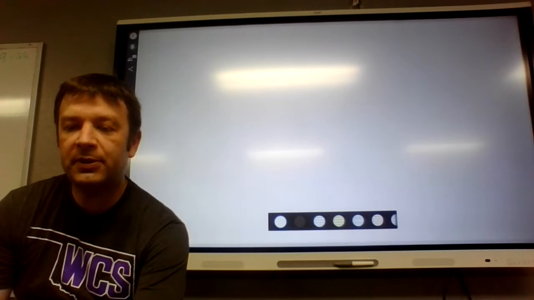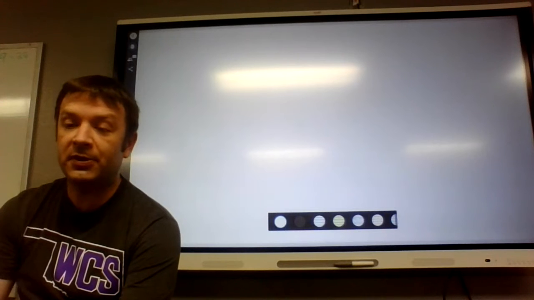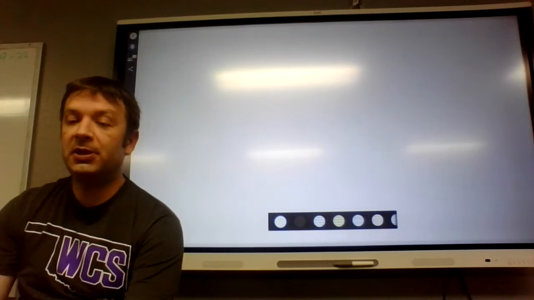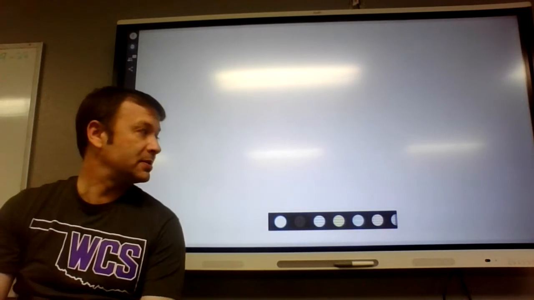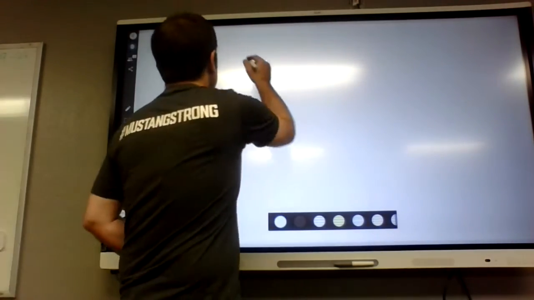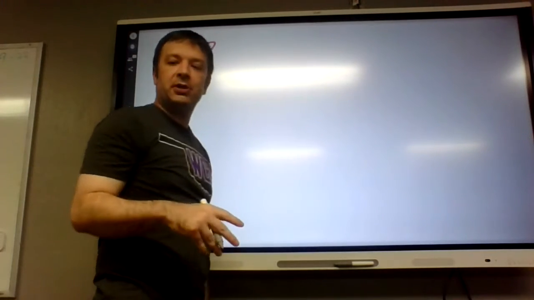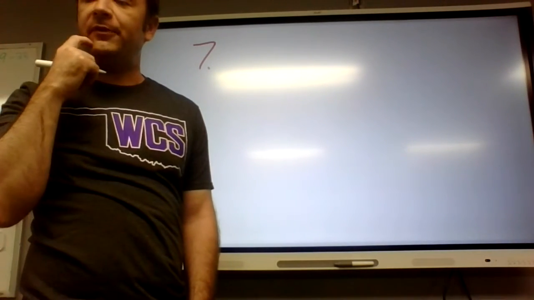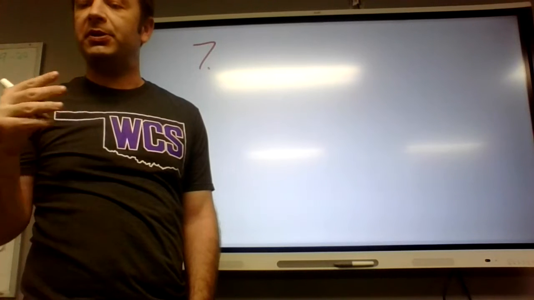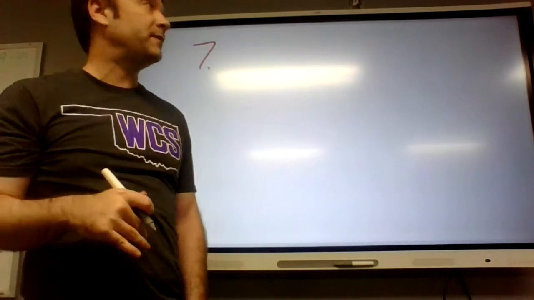Number 7. On 7, we kind of did this at the beginning of this chapter where we were doing domain and range and function. Do you guys remember what domain meant? X values. So to state the domain for number 7, we need to figure out what the X values are. So let's start with the smallest X value. How far left does the function go?